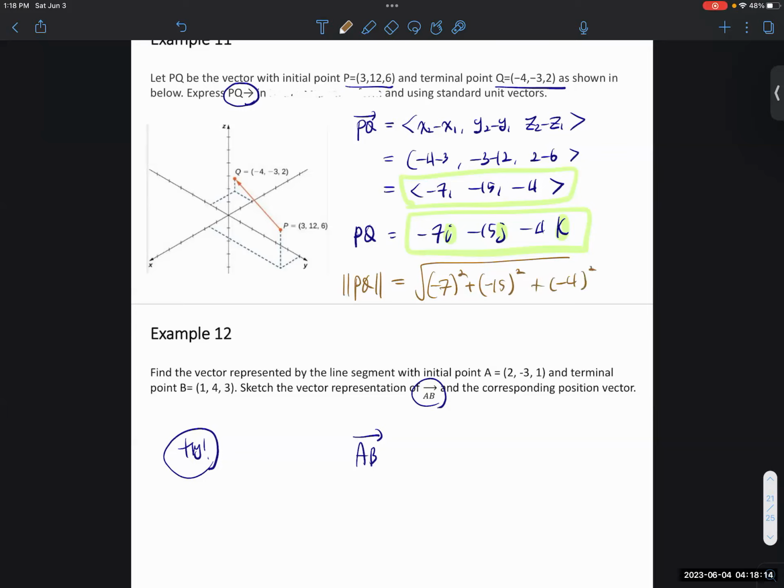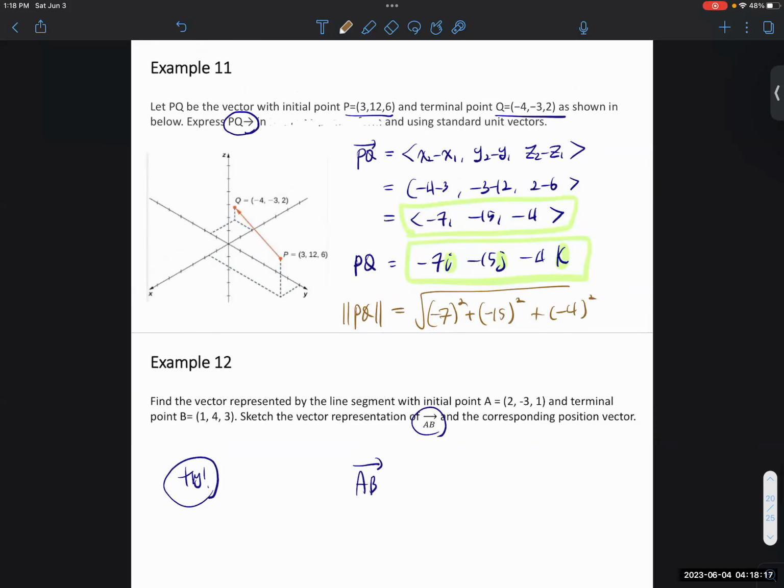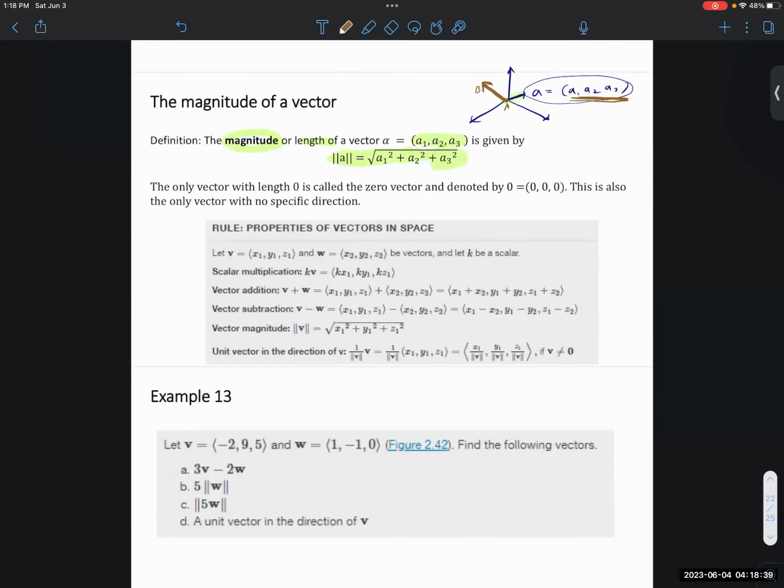This is just the vector. You see the difference? So many people get confused. Once you finish here, you think that this is the length. No, this is just the vector of PQ. Now I want to find the magnitude, the length. Then you're going to square and sum, with the radical. So don't be confused. They are different, right? This is a vector. The next one is a magnitude. So this is the magnitude formula.